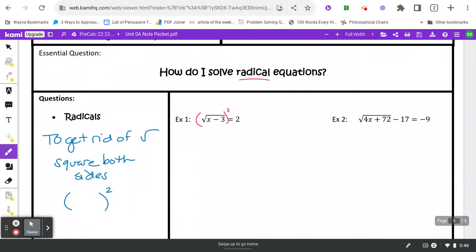So I'm going to square both sides. The square root and the square cancel, leaving me x minus 3. And then 2 squared is 4. And from here, you would just solve it out, add 3.